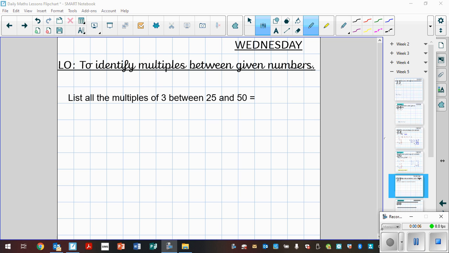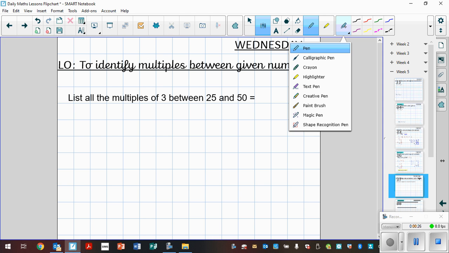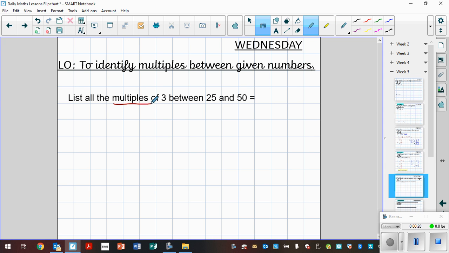And today what we're going to be looking at for our arithmetic is all about multiples, but in particular between given numbers. And this is a really interesting type of question that you're going to be looking at today, because it's asking you to do a few things. It's asking you to think about what multiples are, but also between given numbers as well. So it says here, list all the multiples of 3 between 25 and 50.